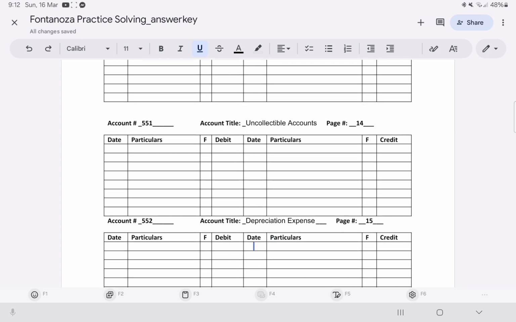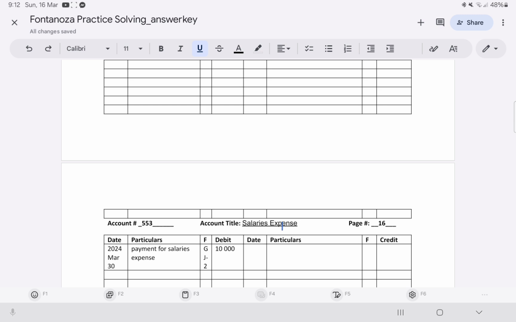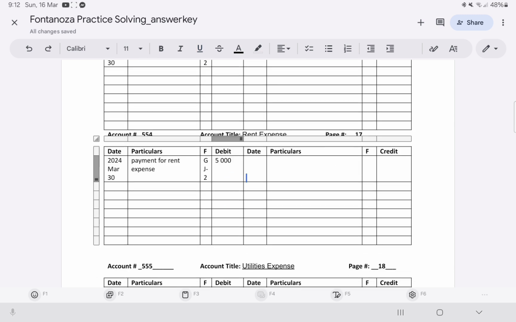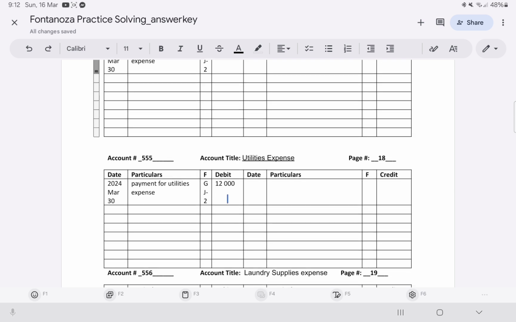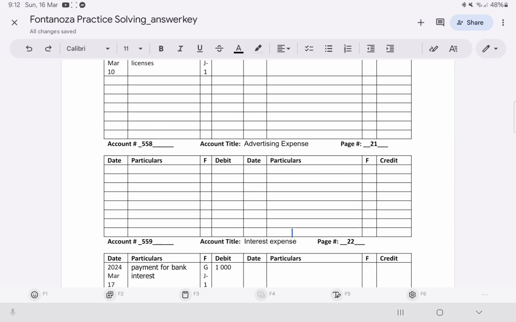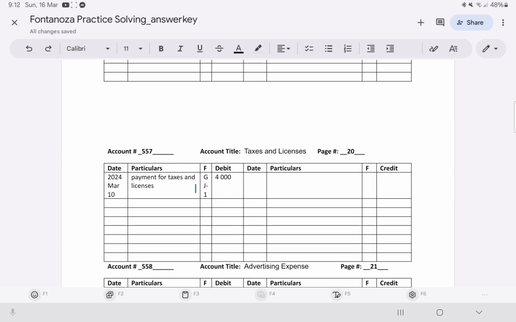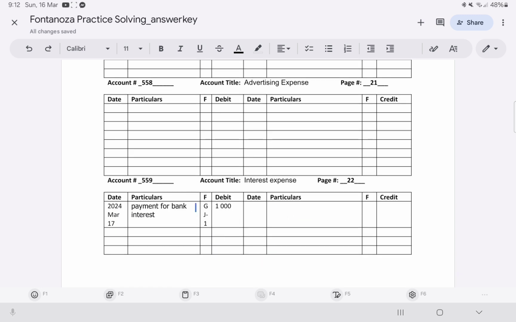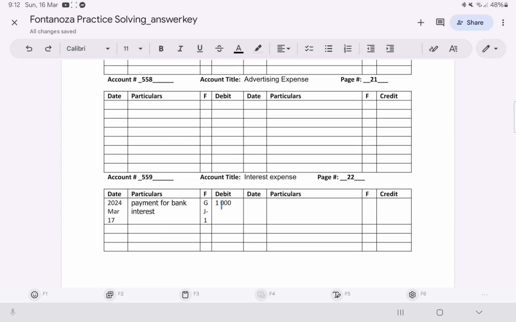Uncollectible accounts, no data yet. Depreciation expense, no data yet. And salaries expense 10,000. Same, no closing entries, no double line yet because no closing entries yet. Okay, utilities expense 12,000. Laundry supplies, no data yet. Taxes and licenses, only one data in the debit. Advertising expense, no data yet. And interest expense, placed on the debit, 1,000 pesos.